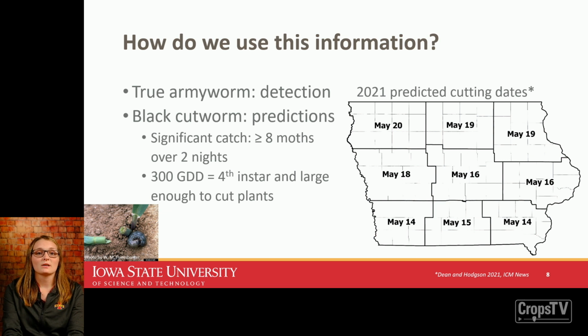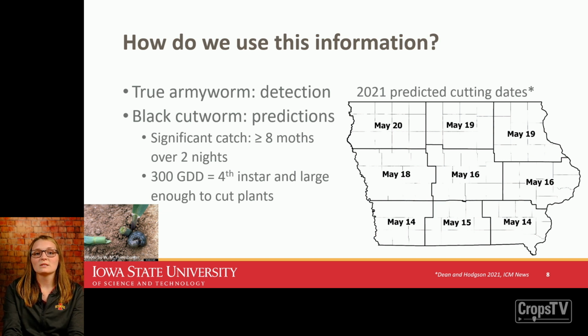So after a significant catch occurs for black cutworm, which is also termed a biofix, but it basically just means that's when we start, that's the date that we would start accumulating degree days to predict larval activity. So basically when the significant catch occurs, you can expect larvae to be in their 4th instar and large enough to cut corn plants once 300 degree days have accumulated since that date.